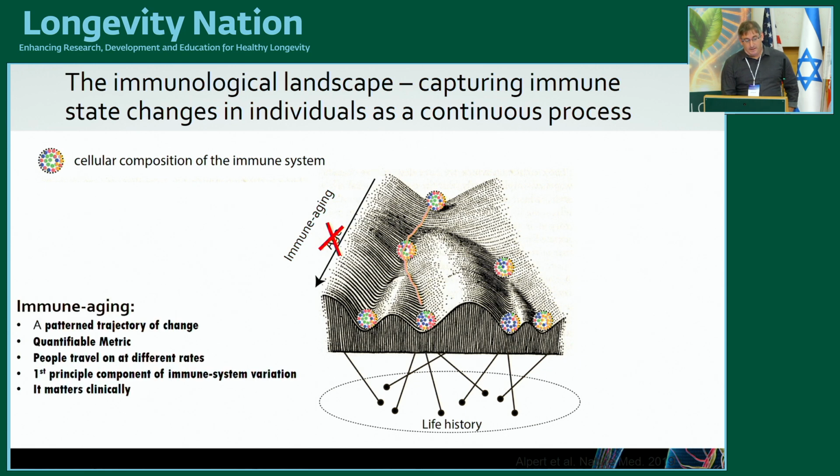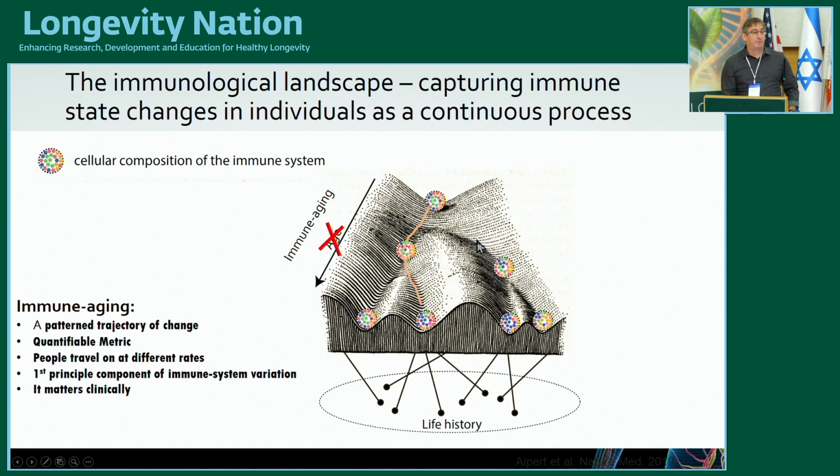Some take-homes from my talk: what we've identified is that this is a pattern change. This is not random. There's a developmental process by which we all change. We are now able to quantify it, and we keep improving in doing so. People travel this path at different rates. Each one of us moves at a different rate on it, and it is such a huge change in healthy individuals.